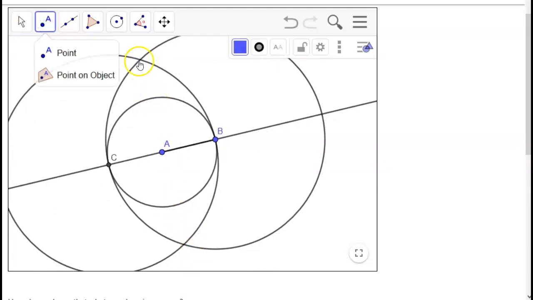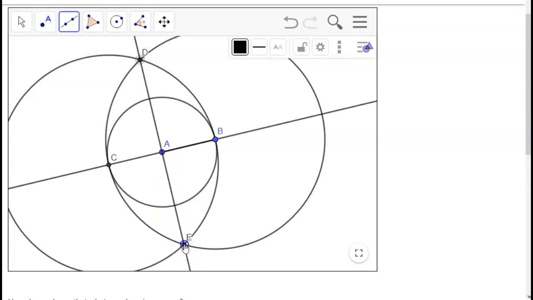So I'm going to put my 2 points. I'm going to put one here. I'm going to put the other one down here. And then we're going to put our line through those 2 intersection points. And you can see that that goes through A.